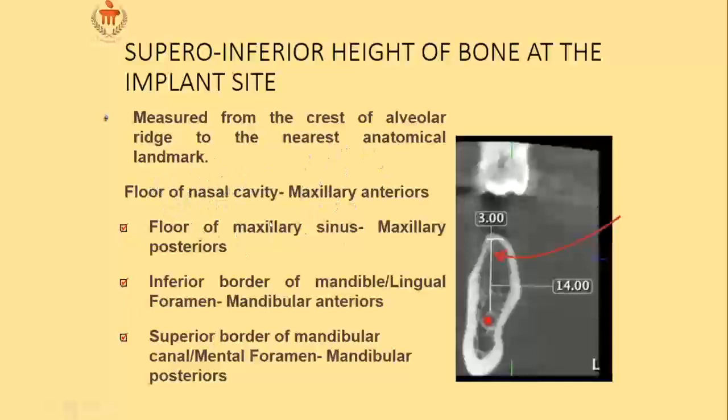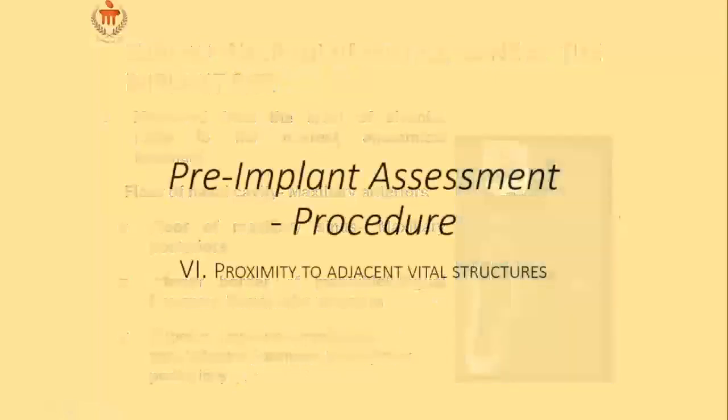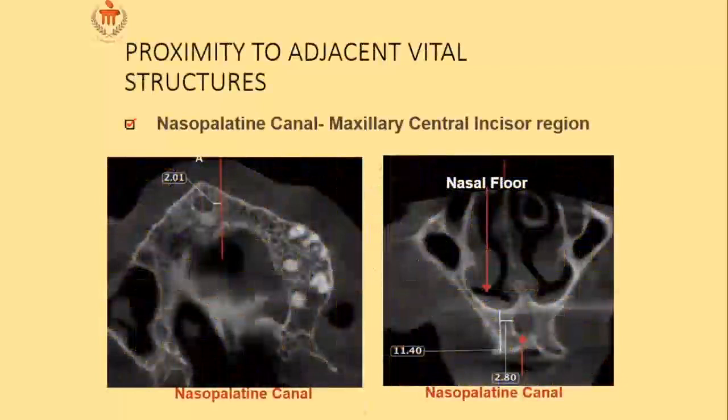If you look at maxillary posteriors, look for the floor of the maxillary sinus. If it's the lingual side of the mandible anteriors, you look for the lingual foramen. And finally, if it's the mandibular premolar molar region, look for the mental foramen and, of course, the mandibular nerve. Very important structures to look for. That's the proximity I told you about, right? So now let's take this one small case here. If I have to look at the nasopalatine canal, I wish my, yeah, right.